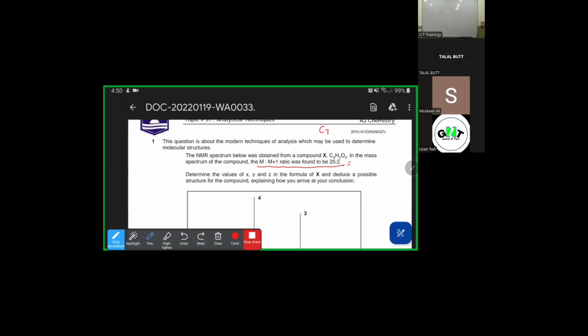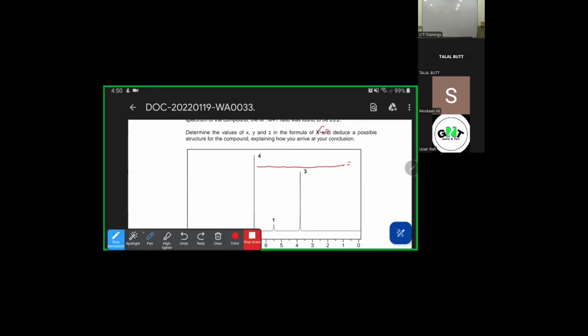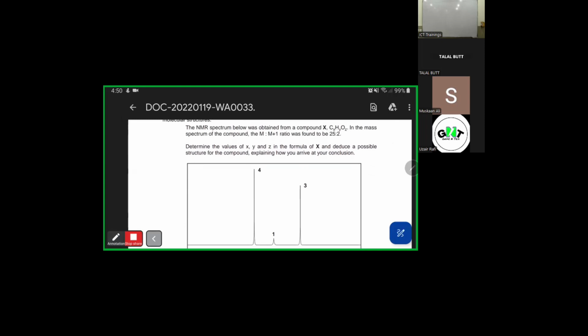Keep one thing in your mind: when there are more than 6 carbons, chances are there should be some benzene group. I'm just telling you, it's not necessary, but chances are there. So we got 7 carbons. How many hydrogens are present? If you look up here, we got 3, 4, and 1, so 8. So C7H8. The hydrogens are very few, so 100% we got the benzene group.